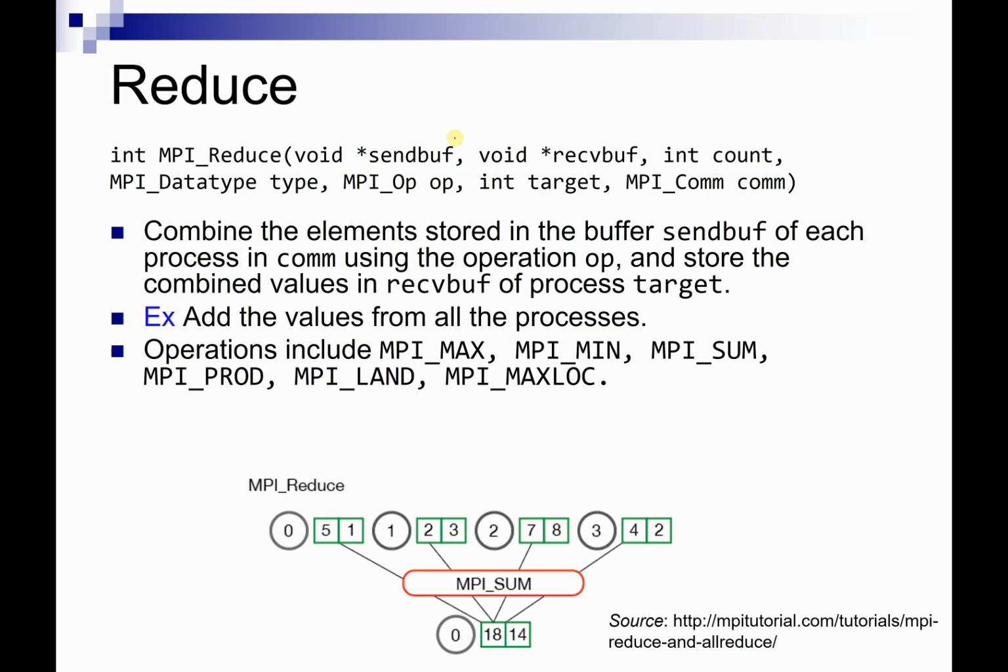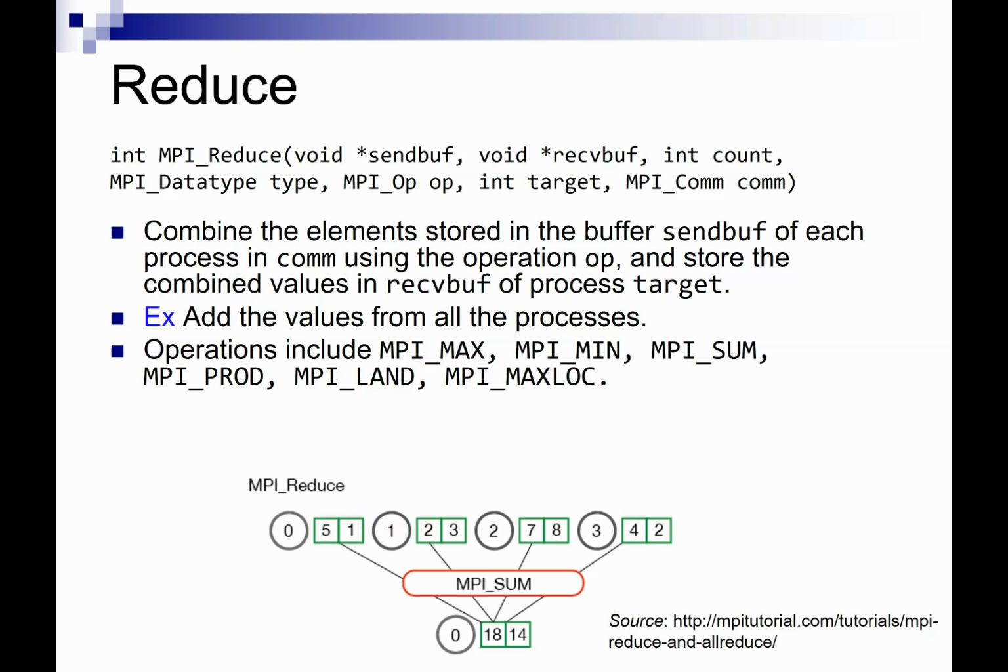We're going to have a send buffer and a receive buffer and a count and a data type. Okay, so the count and the data type is just what kind of values are we sending here? So here they're going to be integer values, and then the count is going to be 2 because each process is sending 2 values. Okay, and the operation, this is going to be one of these, either min or max or sum or product or other types of operations.